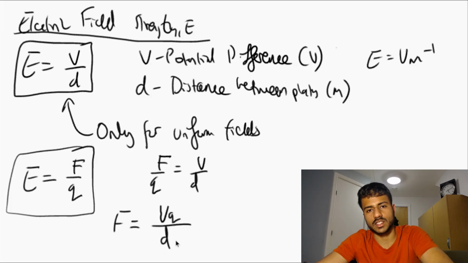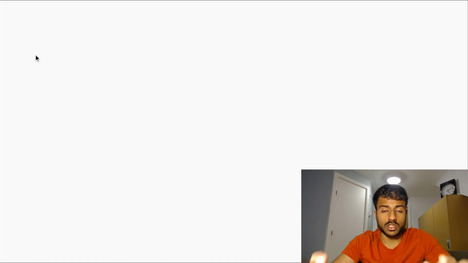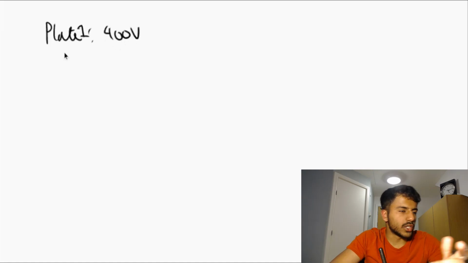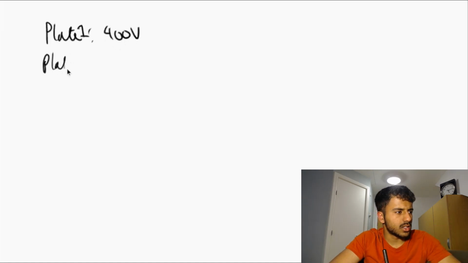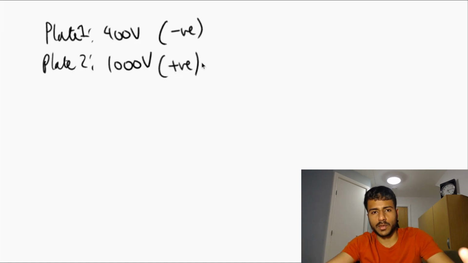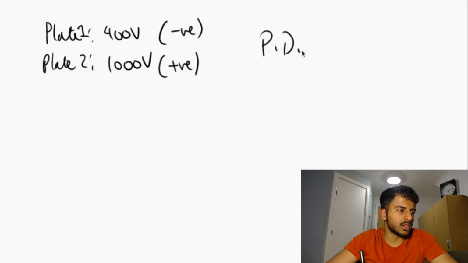divided by the distance. Now instead of having one plate charged to 0 volts, let's say one plate was charged to 400 volts as before, and you have a second plate charged to 1000 volts. Well, in this case, the 400 volt plate is your negative plate and your 1000 volt plate is your positive plate. And that's because the 1000 volt plate has a greater voltage on it. And your PD from both of these plates is 600 volts.